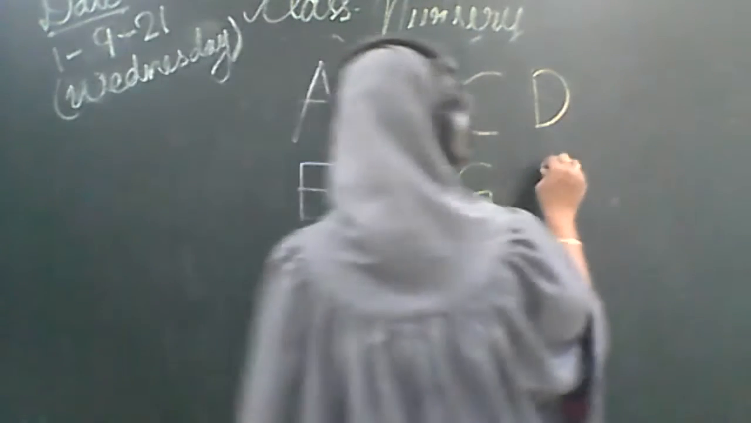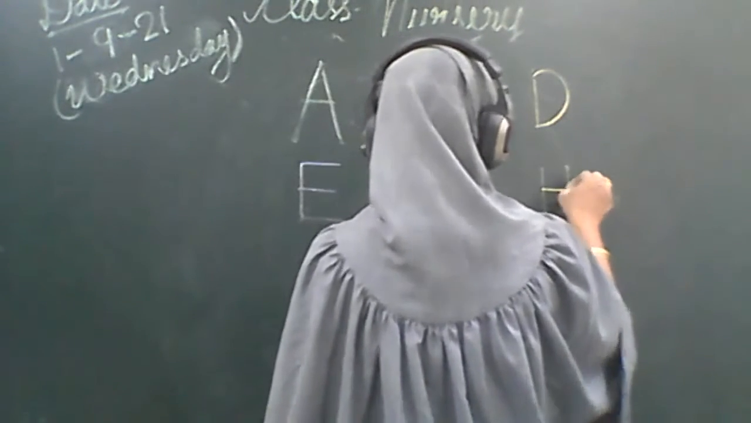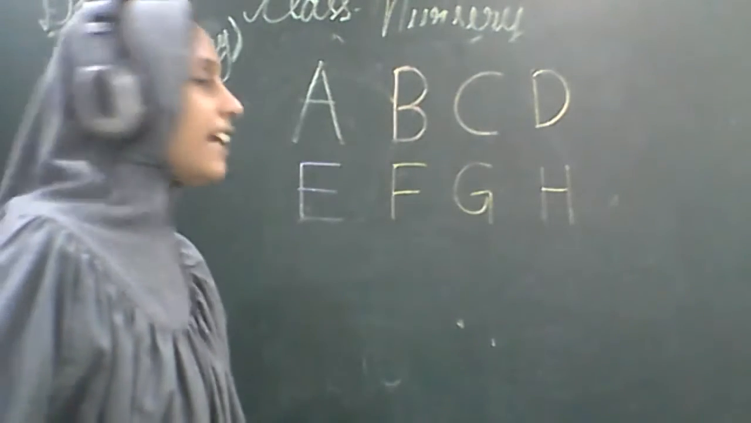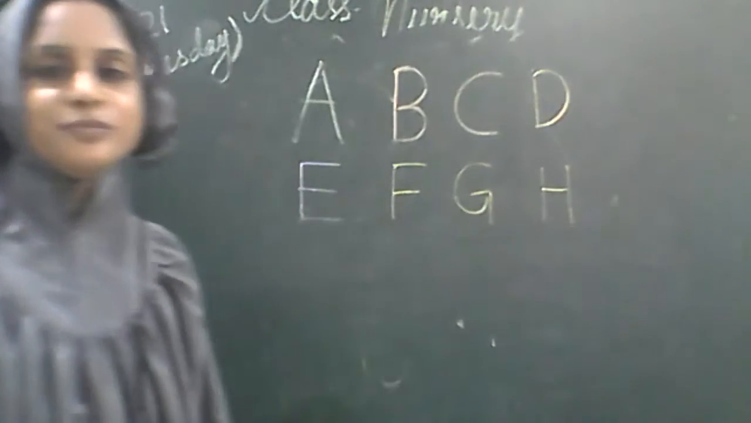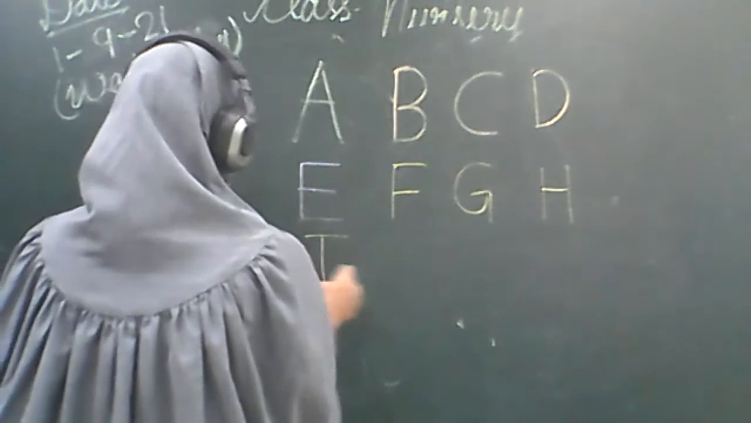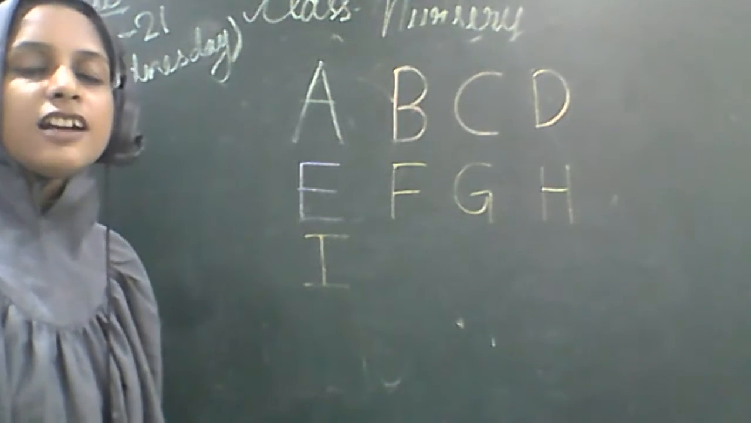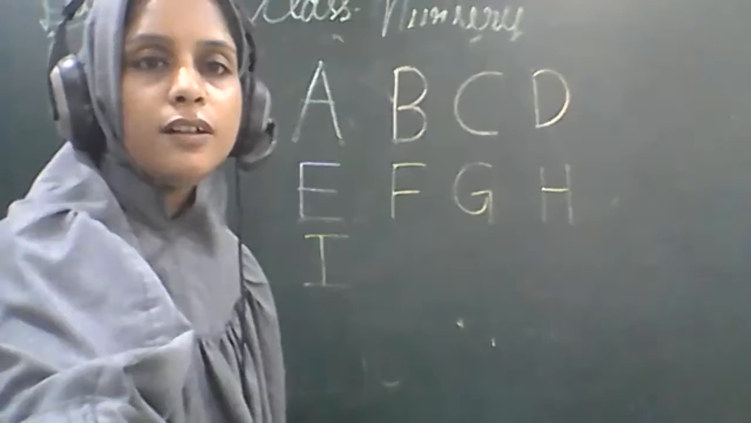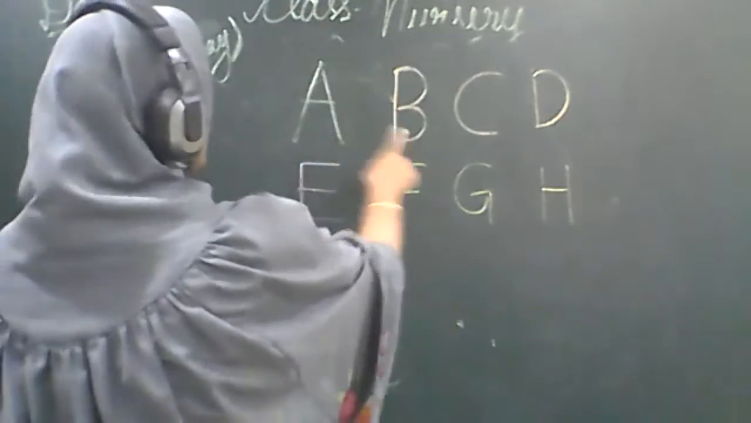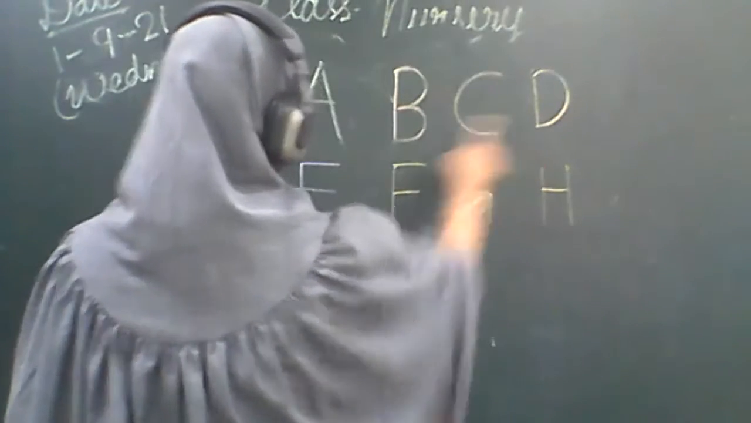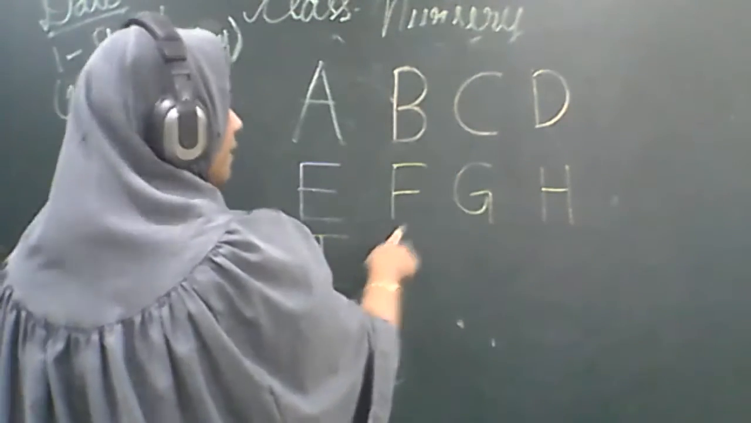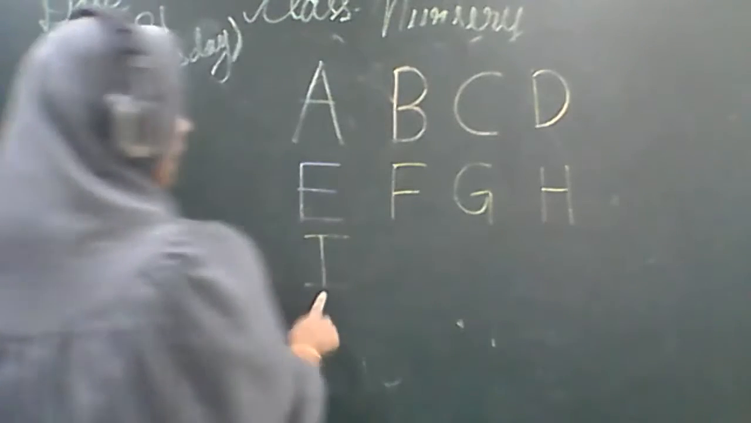Then after G, H. H, hat. Then after H, I. Which letter is this? This is letter I. Okay. So A, B, C, D, E, F, G, H, I.